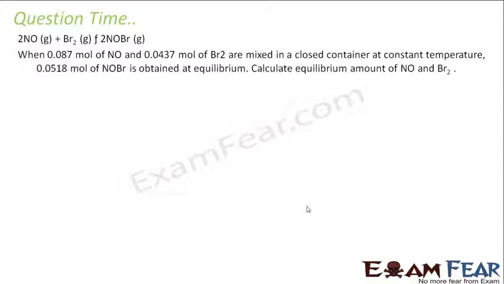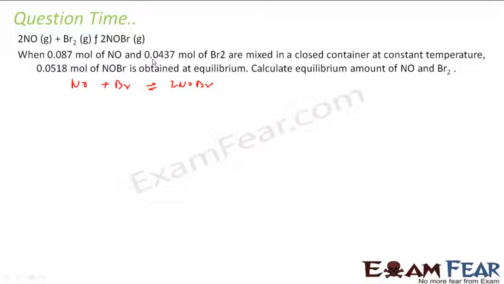So 2NO react with Br2 to give 2NOBr, all in gas. When 0.087 mole of NO and 0.0437 mole of Br2 are mixed in a closed container at a constant temperature, 0.0518 mole of NOBr is obtained at equilibrium. Find the equilibrium amount of NO and Br2. Similar step, similar approach we will follow. We have NO, we have Br2, it becomes 2NOBr.